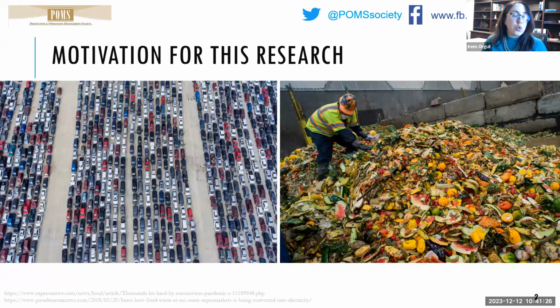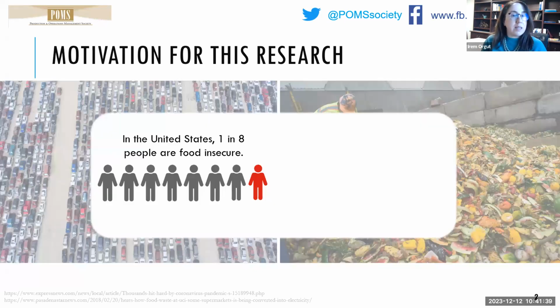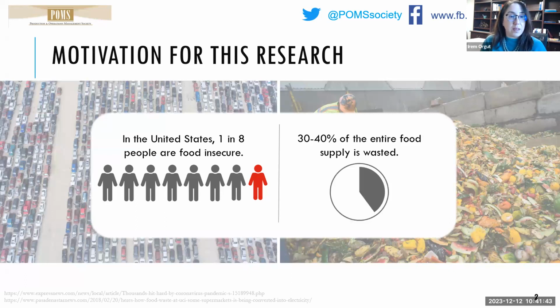We are experiencing two crises simultaneously right now. On the left picture, you see cars that lined up to receive food from a food bank in Texas during the COVID pandemic. On the right picture, you see a large amount of food waste. In fact, in the United States, 1 in 8 people are food insecure. Despite this high rate of food insecurity, we also see extreme numbers of food waste.